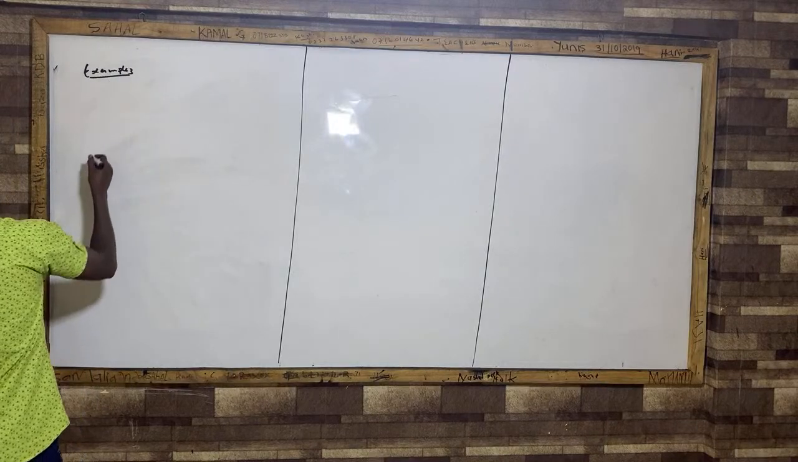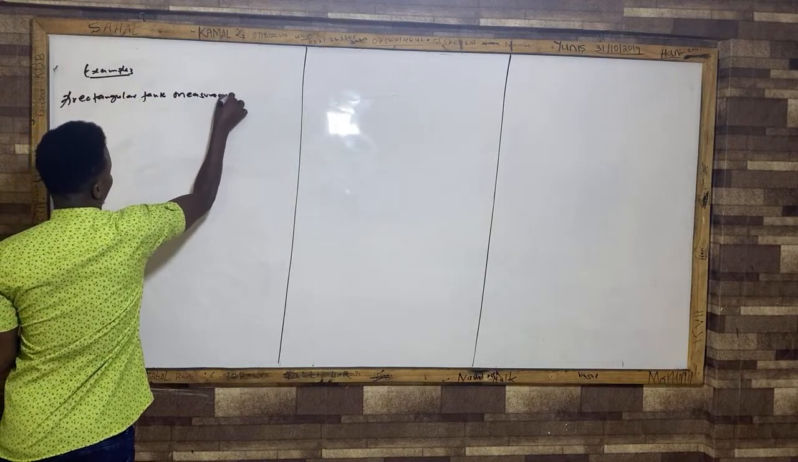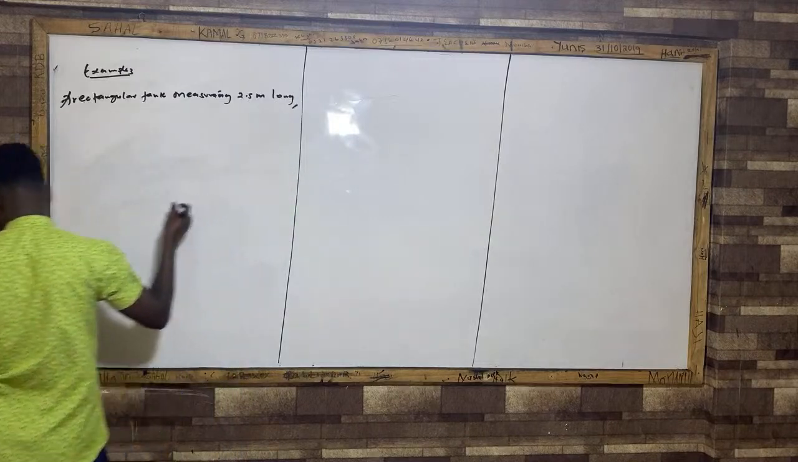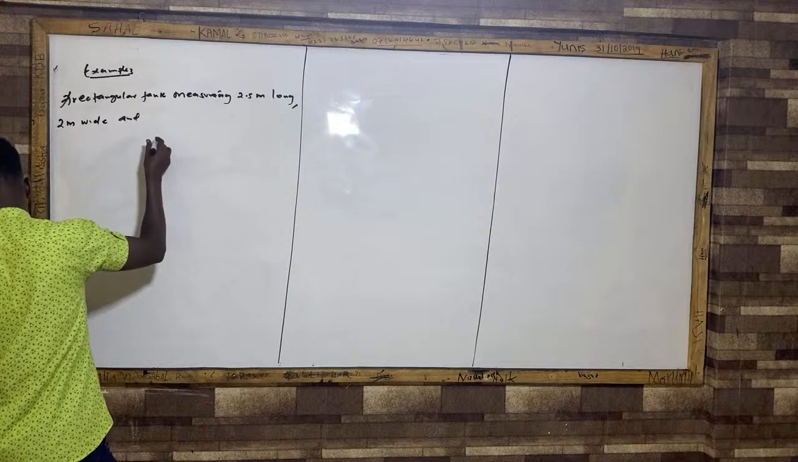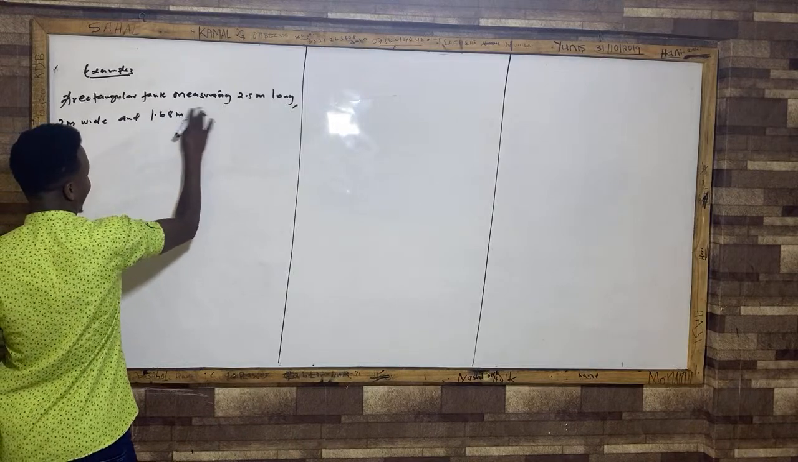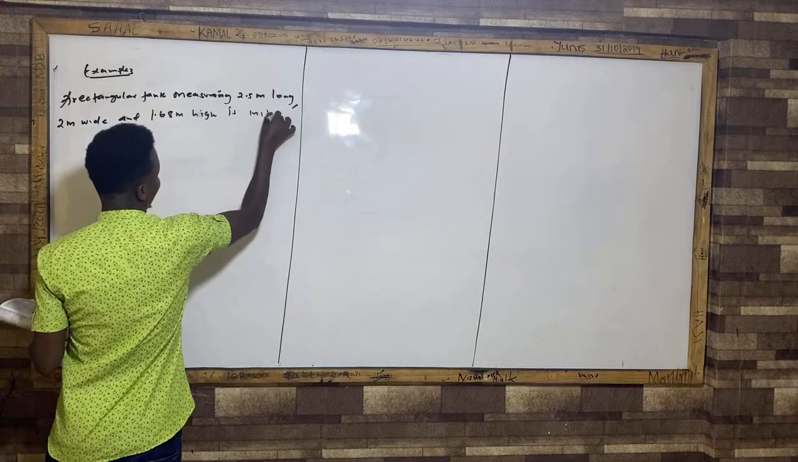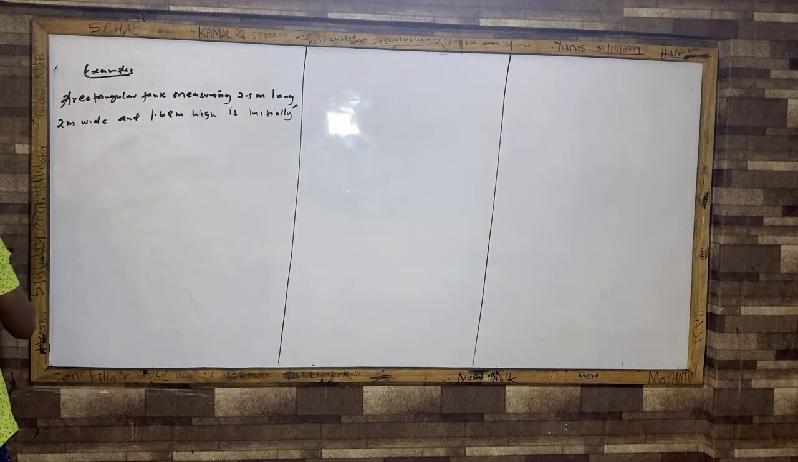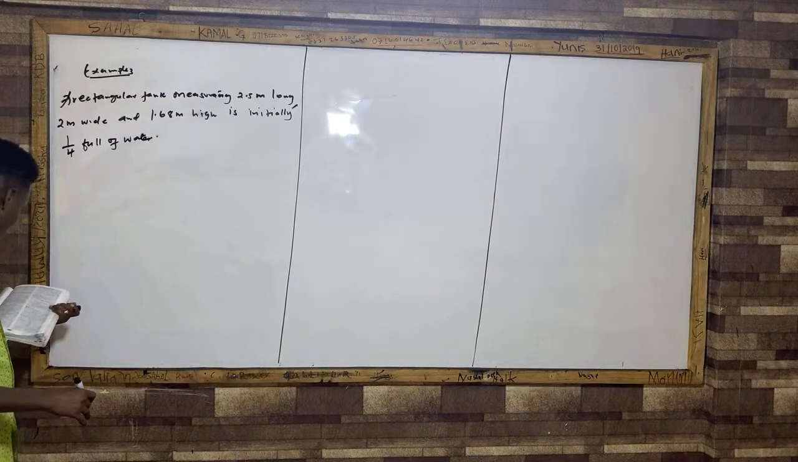Example 3. A rectangular tank measuring 2.5 meters long, 2 meters wide, and 1.68 meters high is initially a quarter full of water.